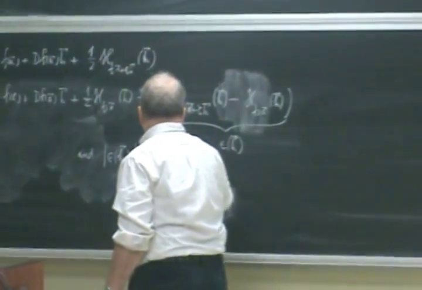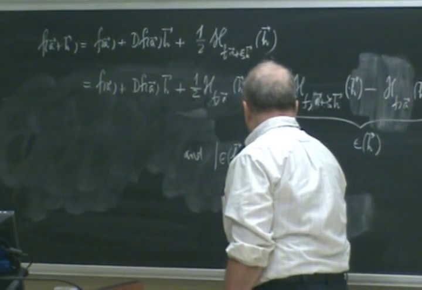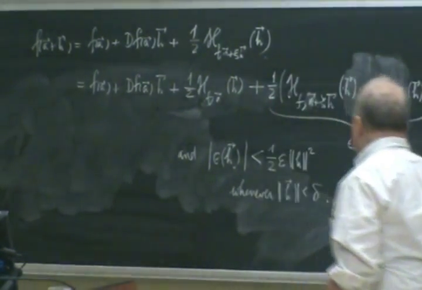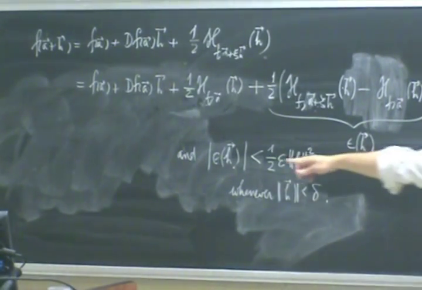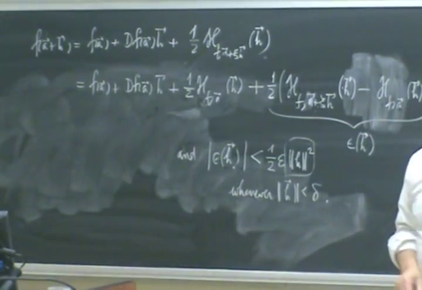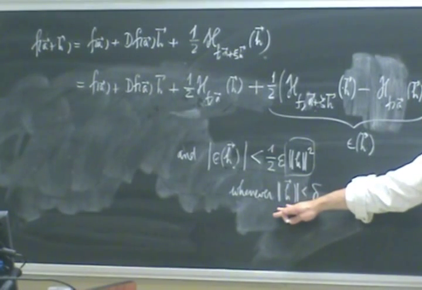Epsilon magnitude h squared whenever h is less than delta in magnitude. So does that fit this? Well, let's see. If I take the error and divide it by magnitude of h squared, it's certainly less than half epsilon whenever h is small enough.